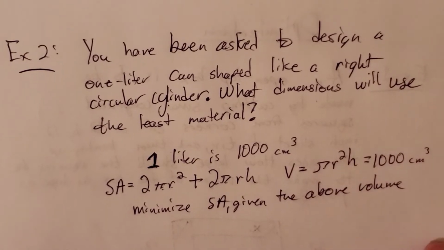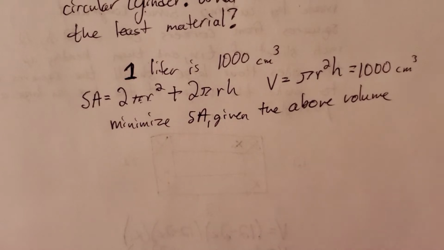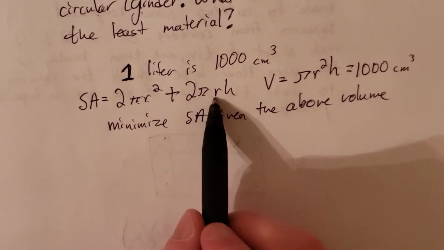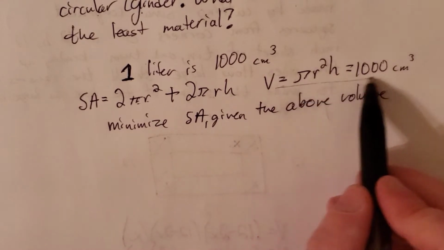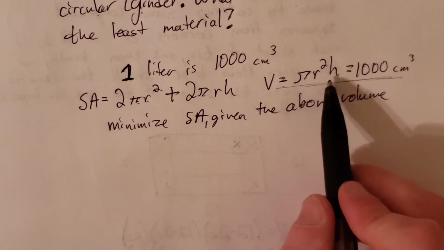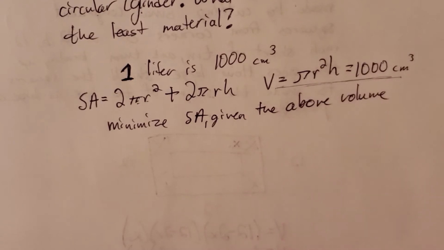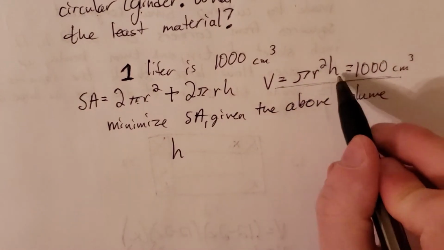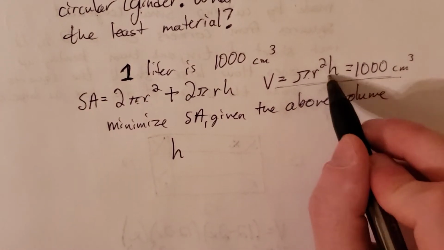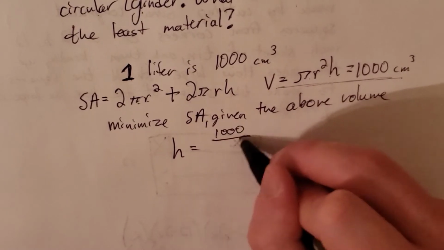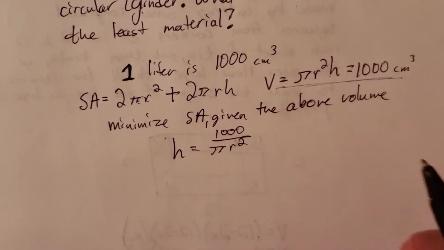All right, so here's how we do that. We need to minimize a function here, but we have 2 variables currently, r and h. Luckily, with this information, we can determine what r is in terms of h, or h is in terms of r. And in fact, let's solve for h here. Pi r squared h is equal to 1,000. So h is 1,000 divided by pi r squared.